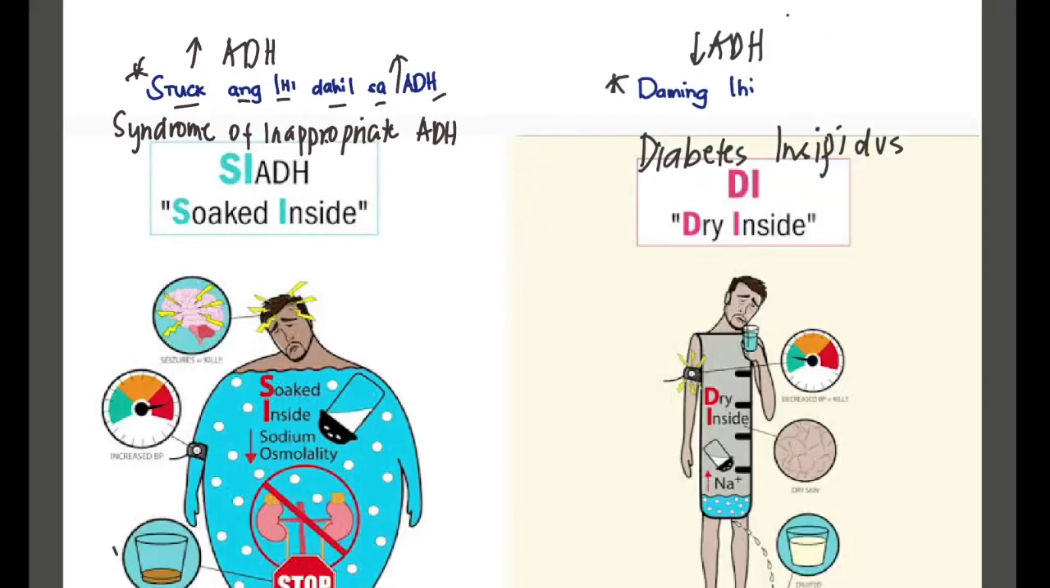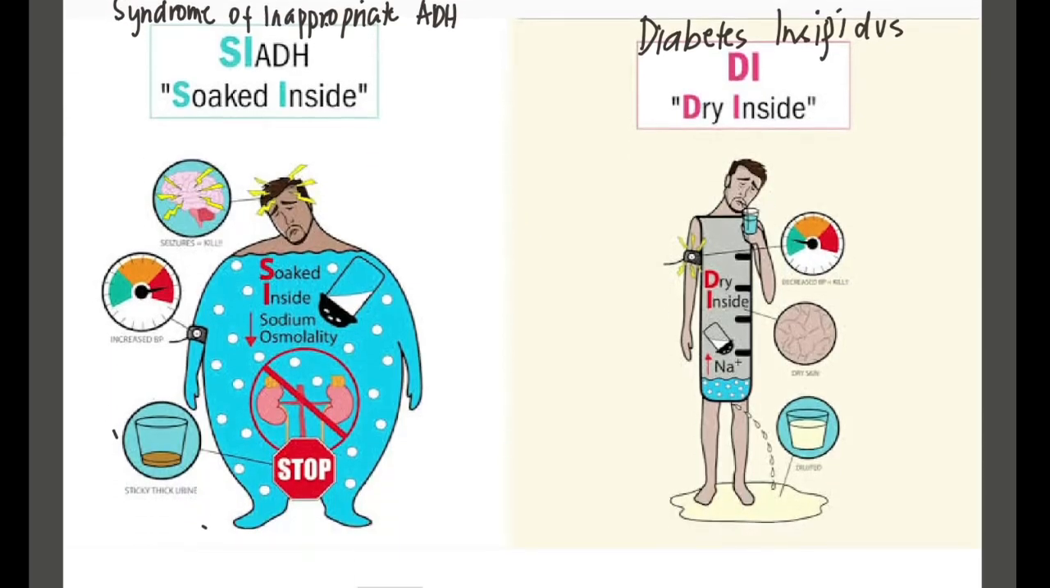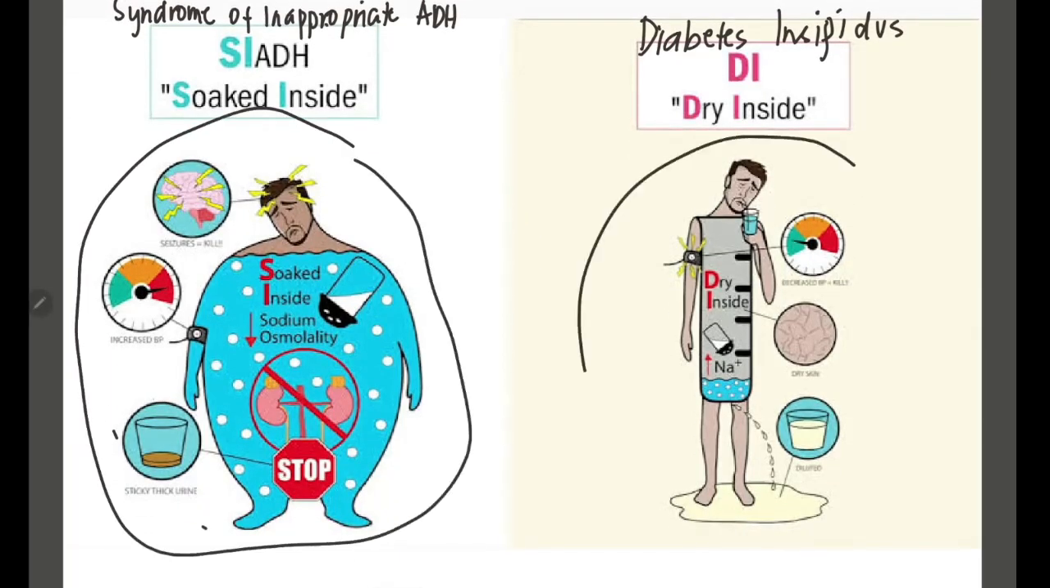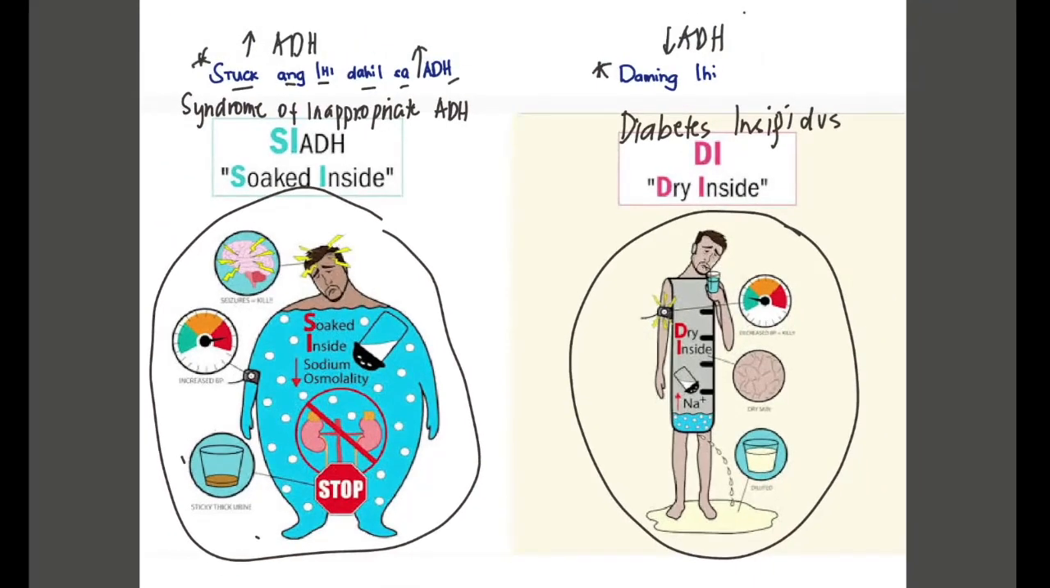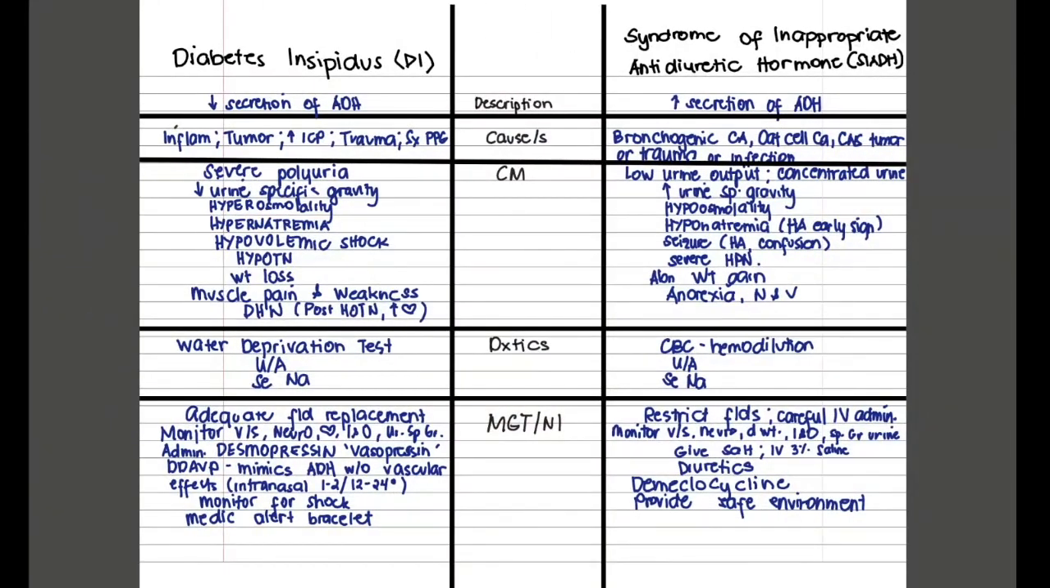So, those are the two disorders arising from hyper and hyposecretion of ADH. So, we have here an infographic illustration of the summary of DI and SIAD. In your SIAD, that is soaked inside kasi sobrang daming tubig dun sa katawan due to excessive amounts of ADH. For DI naman, because of the decreased or low secretion of ADH, the patient will now have excessive urination, also known as polyuria. Kasi nga, walang magre-retain dun sa tubig ng katawan because we lack ADH. So that is the two kinds of disorders we will be discussing today.